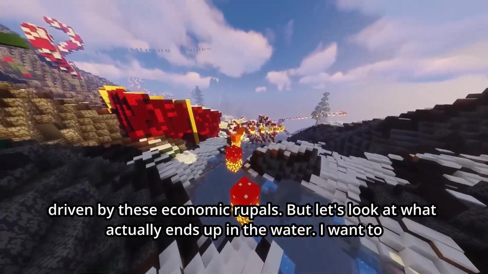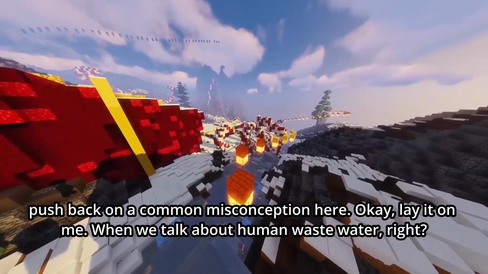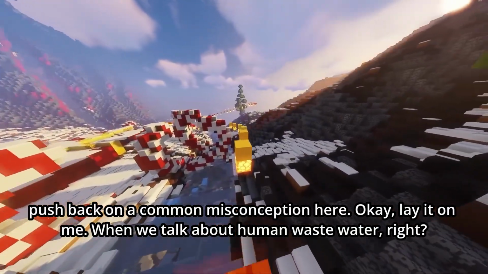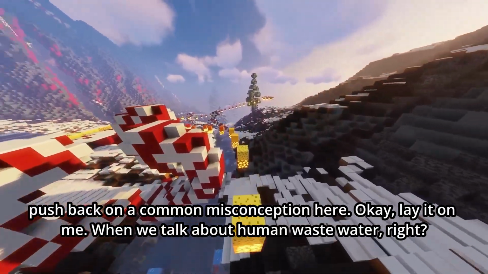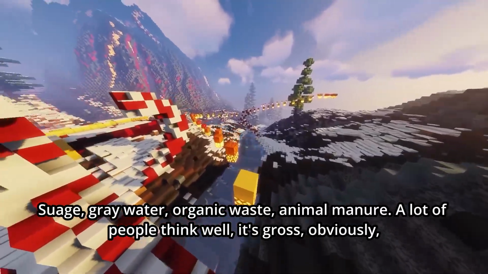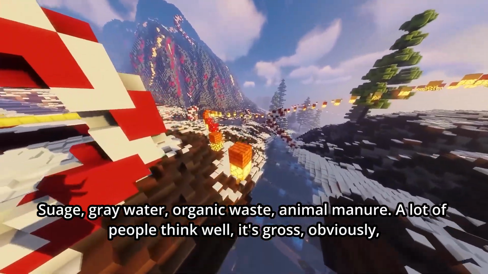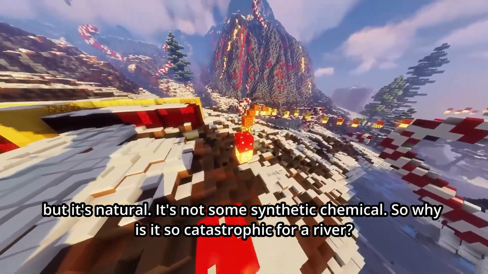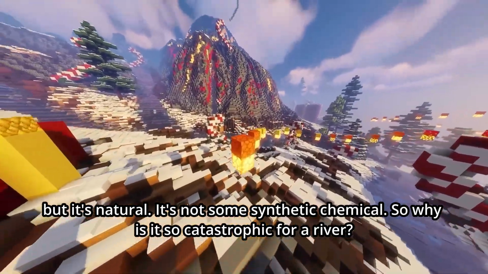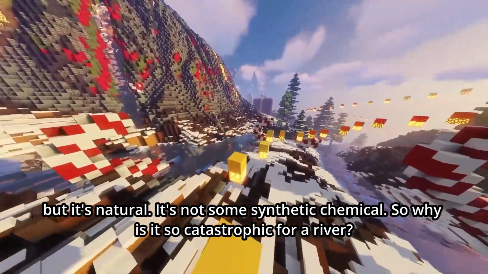But let's look at what actually ends up in the water. I want to push back on a common misconception here. Okay, lay it on me. When we talk about human wastewater, right? Sewage, gray water, organic waste, animal manure. A lot of people think, well, it's gross, obviously, but it's natural. It's not some synthetic chemical. So why is it so catastrophic for a river?